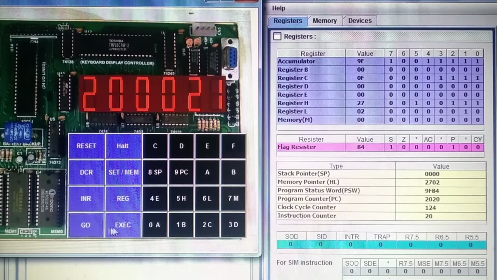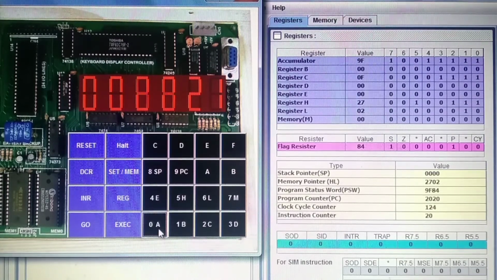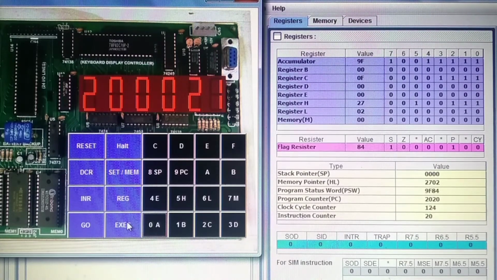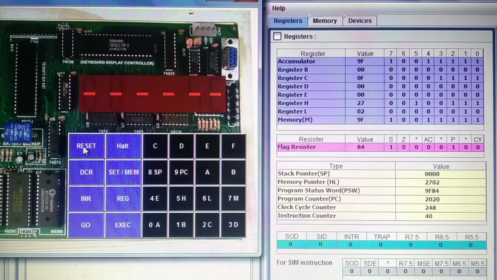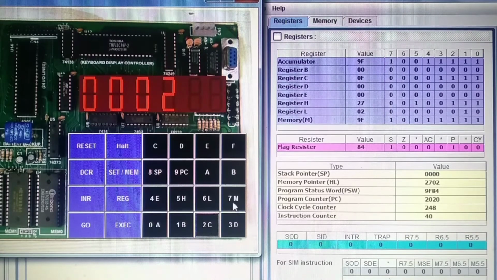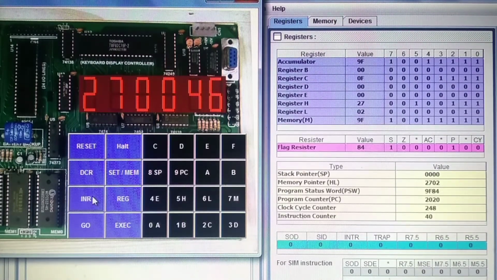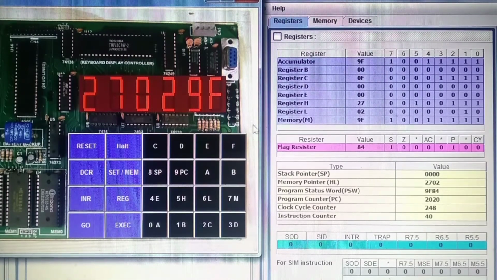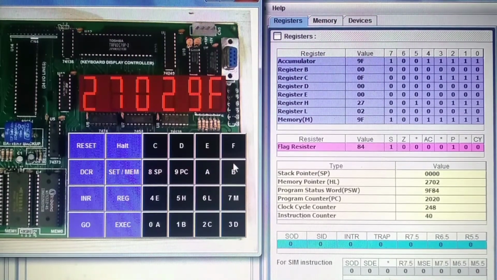Reset, go 2000 and execute. Execution is done. Reset, set memory 2700. The first data 46, second 39, and here you will get the result 9F.